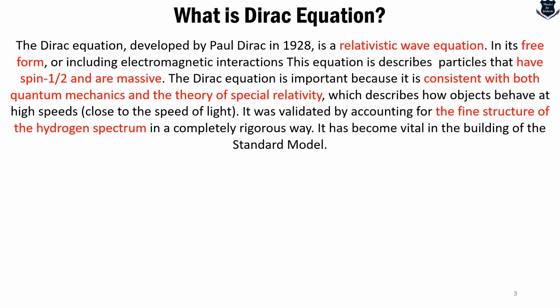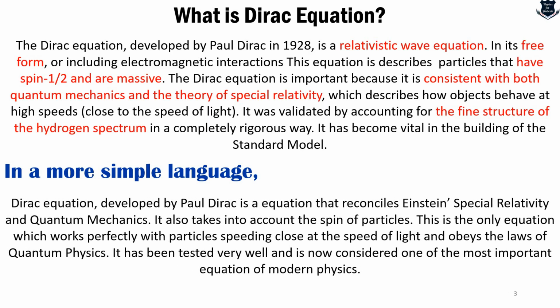Now, as you can see on this equation, I have highlighted certain words in red. We will come to that part, but before that, let us simplify this and say it in simpler language. It is an equation developed by Paul Dirac, and it reconciles special relativity and quantum mechanics. It takes into account the spin of particles. This is the only equation which works perfectly with particles traveling close to the speed of light.